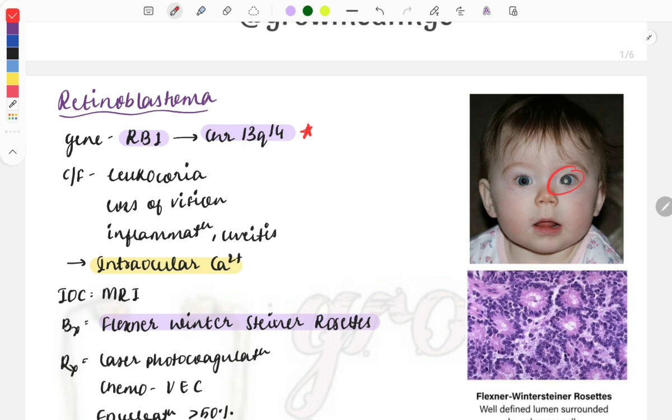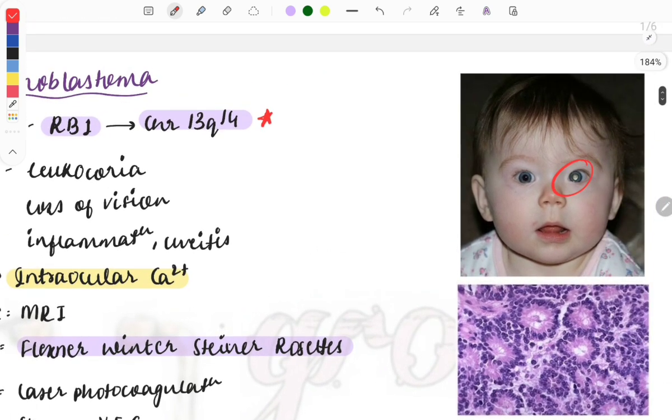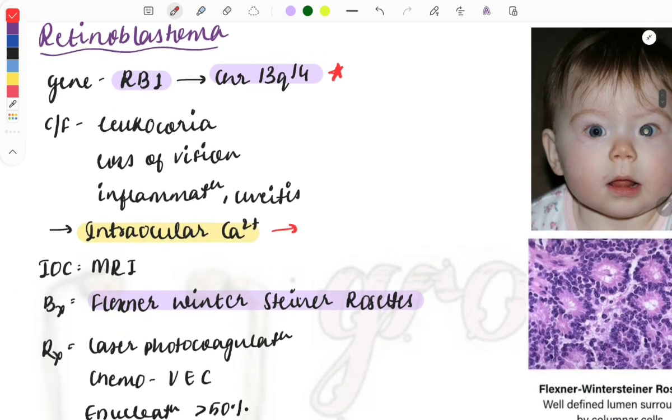As you can see here, a whitish appearance of the eye. Then loss of vision can occur, inflammation, uveitis, and intraocular calcification. This appearance, this leukocoria, is mostly due to the intraocular calcification, and this is an important feature seen with retinoblastoma. One-liner questions have been asked that the most common cause of intraocular calcification is retinoblastoma.